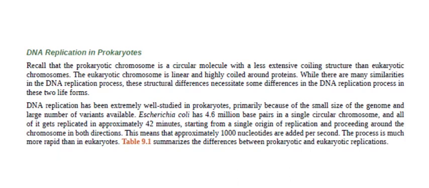DNA replication has been extremely well studied in prokaryotes, primarily because of the small size of the genome and a large number of variants available. Escherichia coli has 4.6 million base pairs in a single circular chromosome, and all of it gets replicated in approximately 42 minutes, starting from a single origin of replication and proceeding around the chromosome in both directions. This means that approximately 1,000 nucleotides are added per second. The process is much more rapid than in eukaryotes.